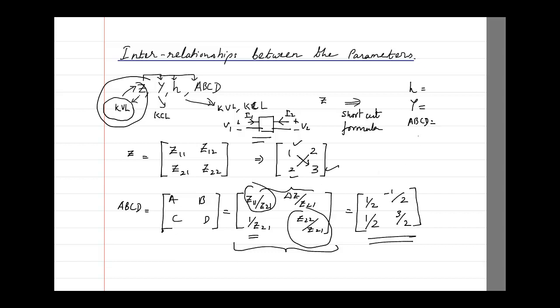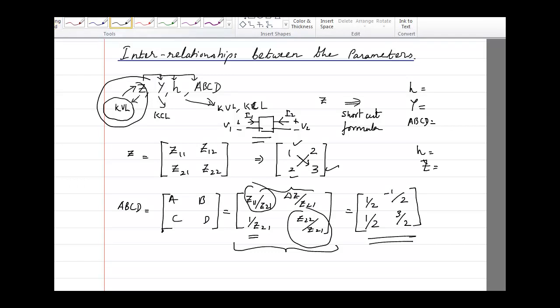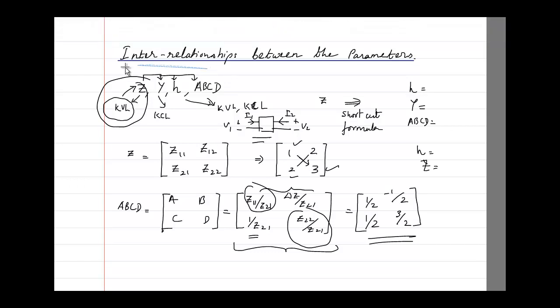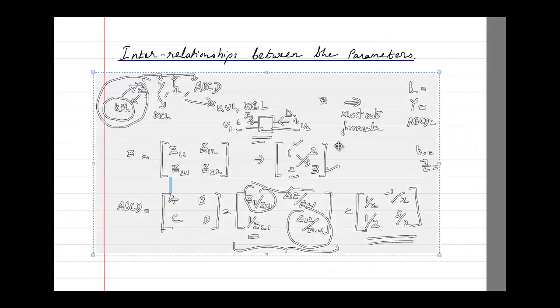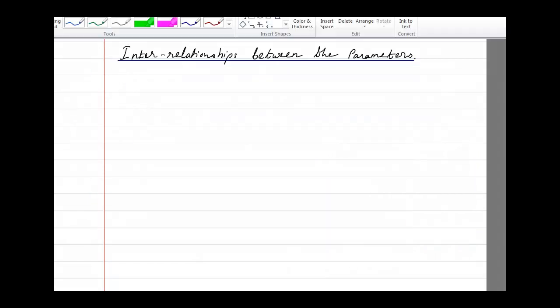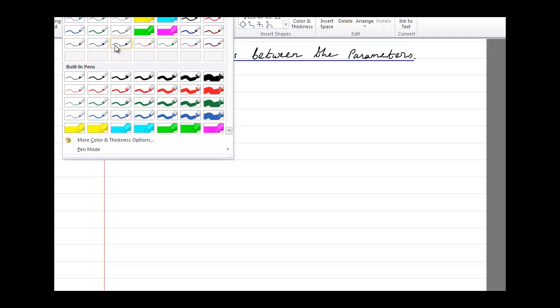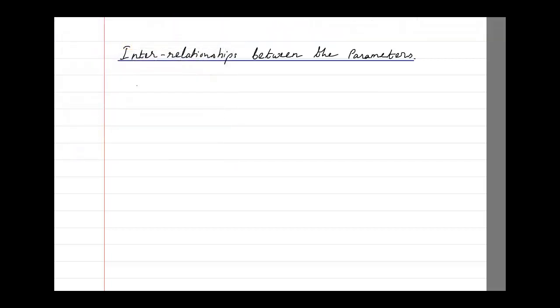Similarly, if you have y parameter and you want to find out what will be the h parameter in terms of y parameter, what will be z parameter in terms of y parameter, like that you can have all sorts of relation. So there are totally 12 derivations, small derivations that we have to do, 12 in number. So one by one we will do, but today I will just do it for the z parameter because I have to show you how it is done and how we basically use that for doing the problem.